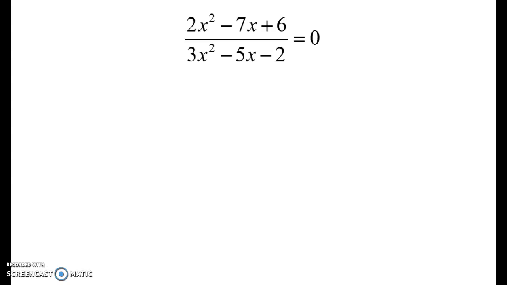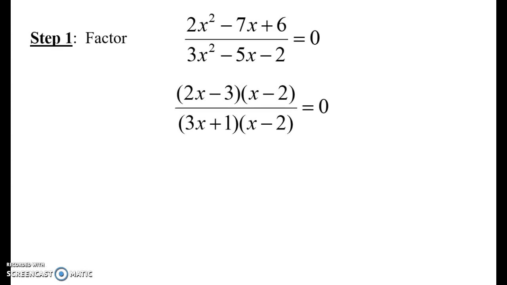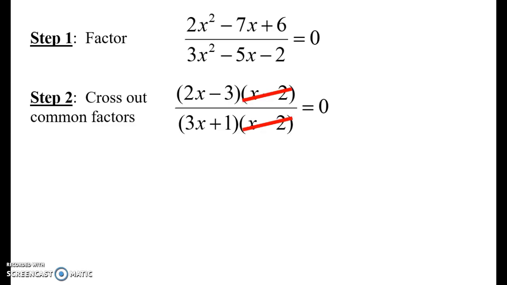All right, so when you factor these, you're going to end up with this. So you have 2x minus 3 and x minus 2 on the top in your numerator. You have 3x plus 1 and x minus 2 in your denominator. Okay, as you can see, we're going to cross out the common factors of x minus 2. And then whatever's left over, that's what you're going to use to solve your remaining numerators.